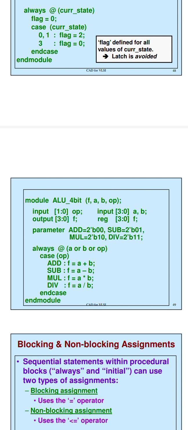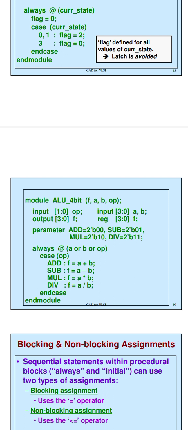Multiplication, MUL: F = A * B. Division: F = A / B; Then end case and end module. This is the basic programming for the 4-bit ALU. That means the arithmetic and logical operations, we have to apply these conditions right here.